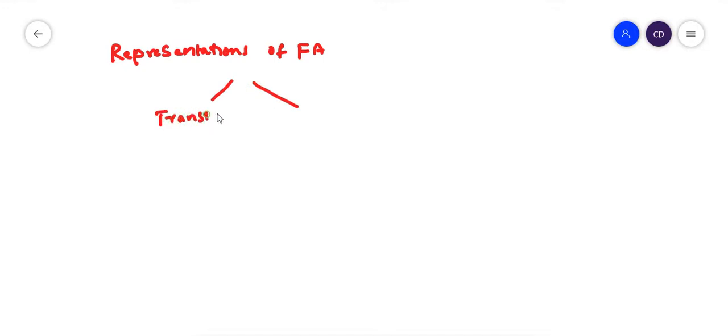Hi everyone. In this video I'll explain the representations of finite automata. Finite automata can be represented in two ways. One is the transition diagram and the second one is the transition table. The transition diagram is also known as the state diagram.